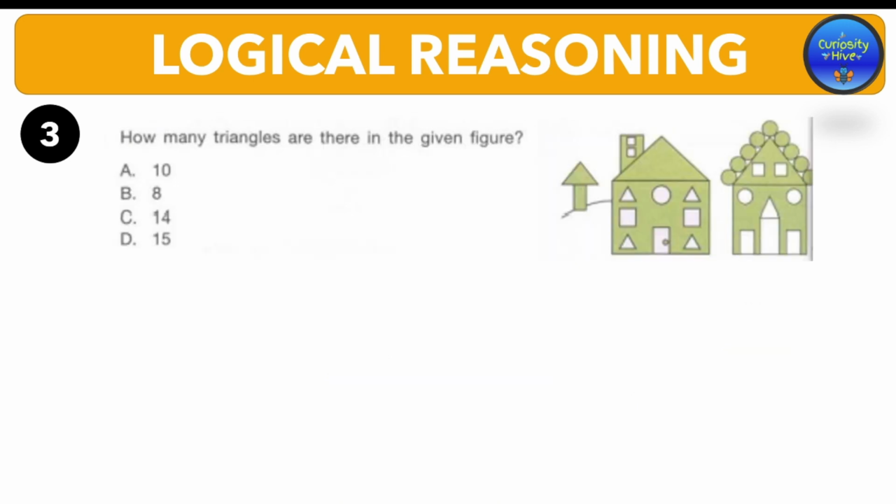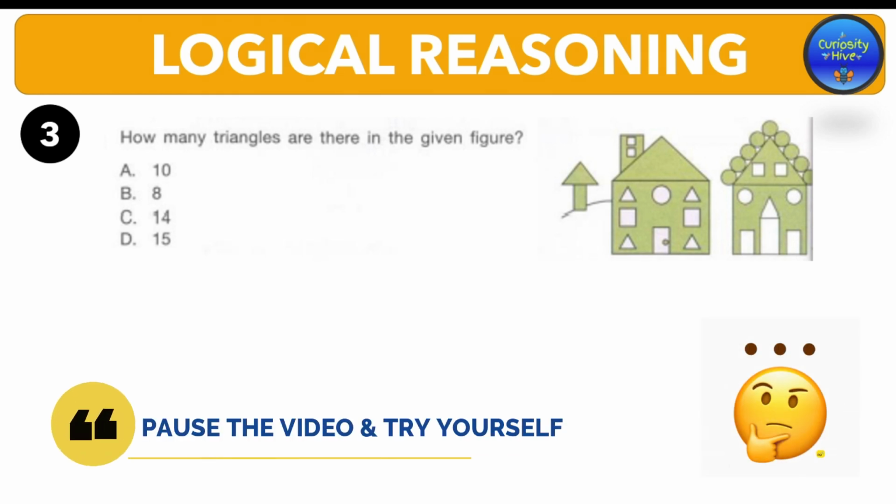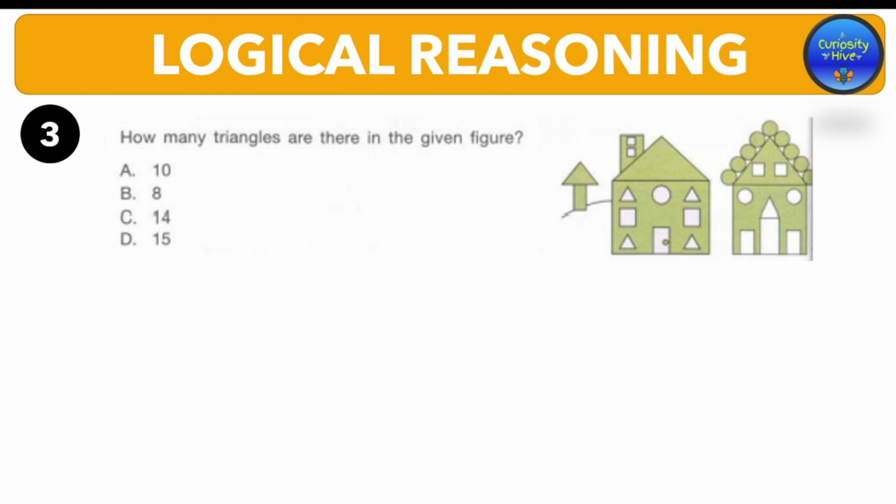Next question. How many triangles are there in the given figure? I hope you've got it right. Well, first let's look at the first house and the inner white triangles. Now let's look at the second house and there is 1 white inner triangle. So that makes it 5 white inner triangles. Now look at the green one. So there are 3 houses with 3 triangular roofs. So there are 3 more triangles which make it 8. So our right answer is option B.